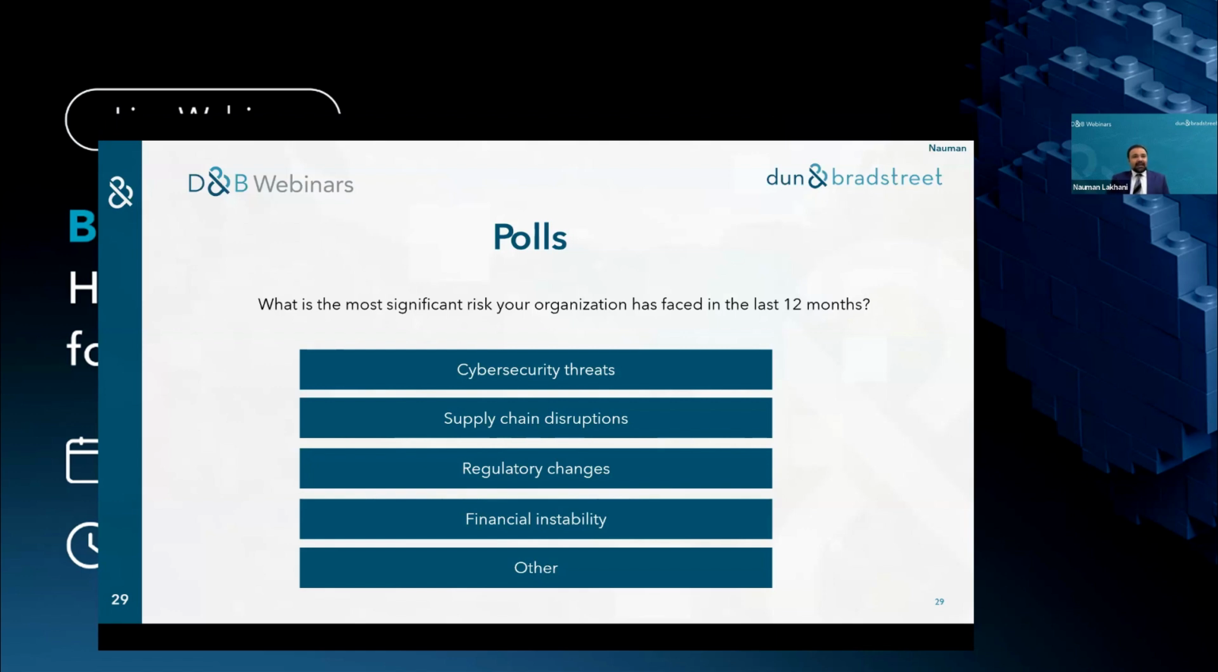And we can see that there's a mix of responses there. Neil, as you can see, it's an interesting response where it's being led by regulatory change and followed by financial instability. And then it goes into others which we haven't covered, but supply chain disruption and cybersecurity. So there's a wide mix of risks that companies are facing all the time.